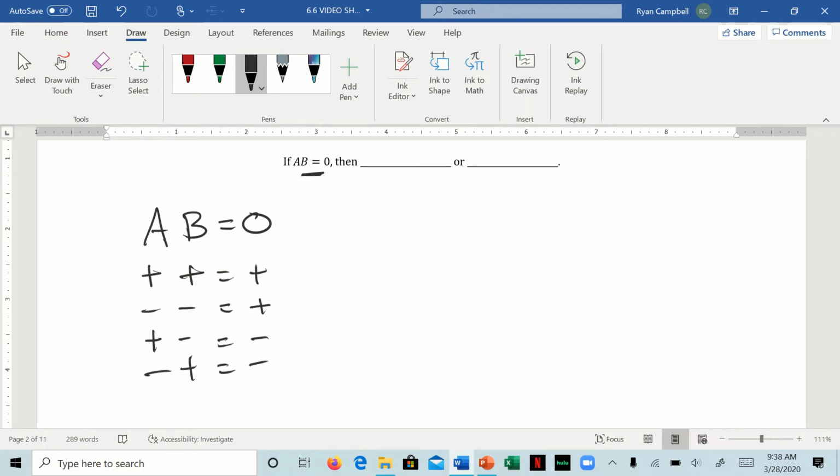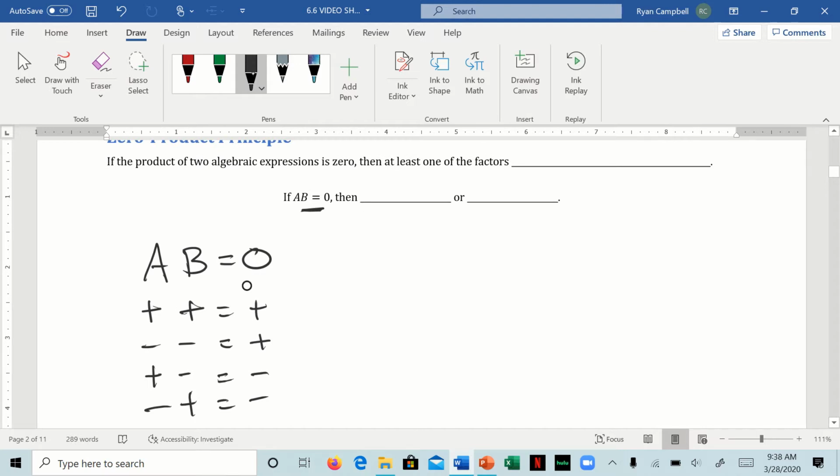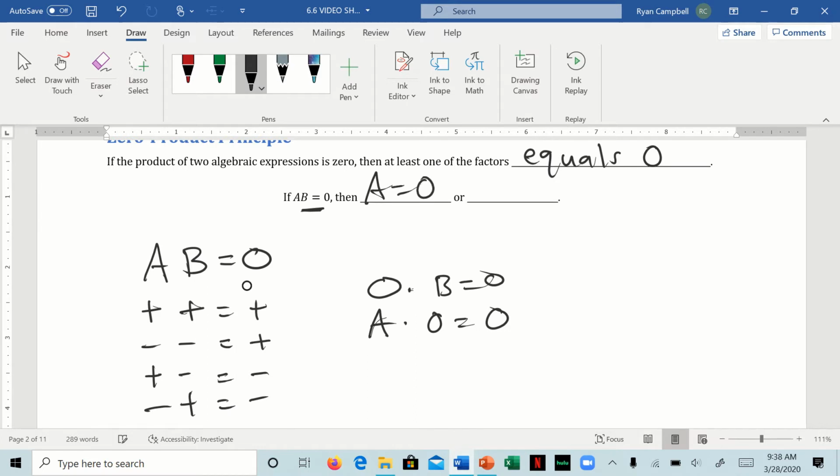If two things multiply to get you 0, then that means at least one of them equals 0. That's the only way we can get something multiplied by something else to be 0. It's only if one of them is 0. So if A times B equals 0, then either A equals 0 or B equals 0. And that's how we're going to solve by factoring.